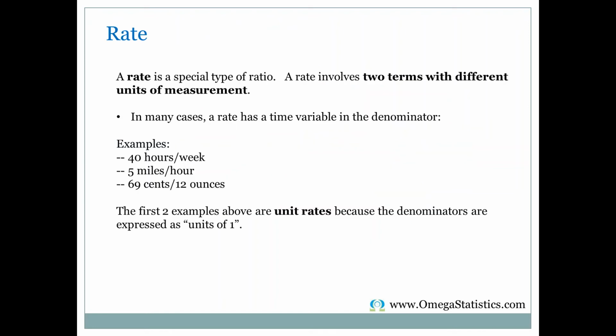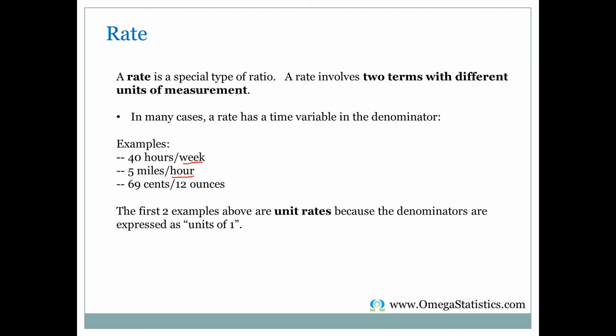Okay, now we look at rate. Rate is a special type of ratio. A rate involves 2 terms with different units of measurement. A lot of times rate is over time. It has something to do with time. There's 40 hours per week, 5 miles per hour, 69 cents per 12 ounces. So the first 2 examples above are unit rates because the denominators are expressed in units of 1. So it's 40 hours per 1 week. This right here is a unit rate. And 1 hour.